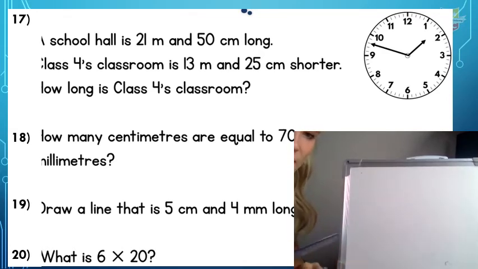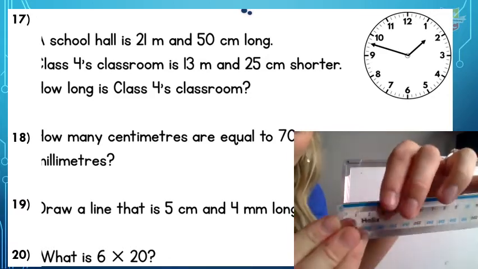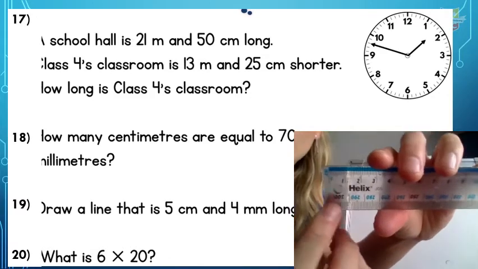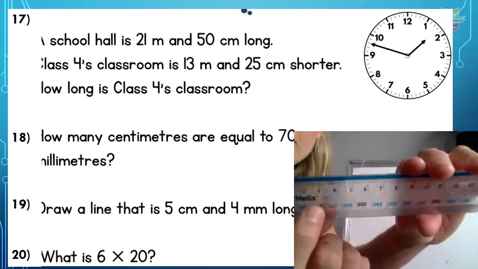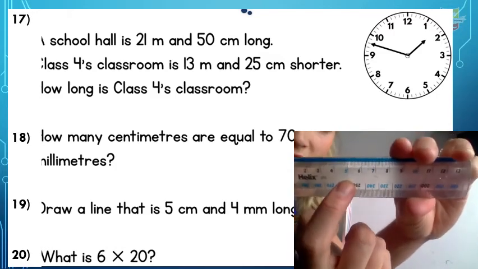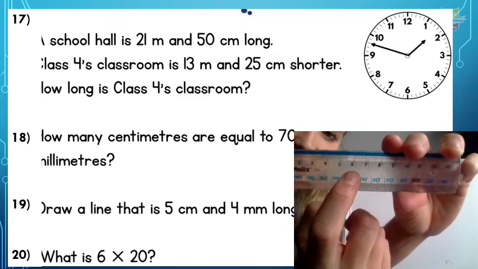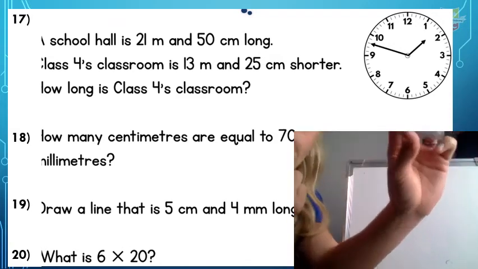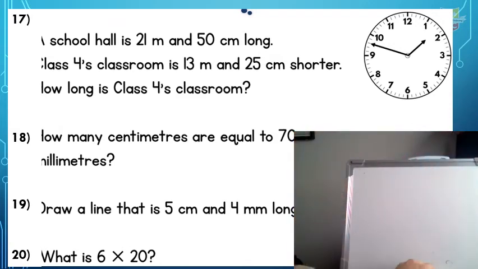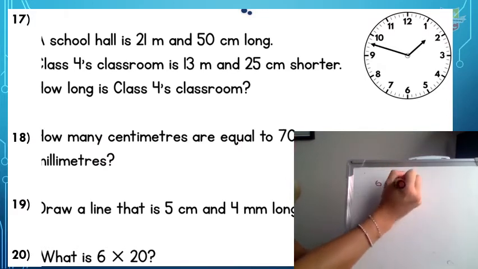For number 19, you needed to make sure that you drew your line. So started on your ruler, not from the beginning, but from where it said 0. You should have drawn 5 whole centimeters first of all, and then the 4 millimeters, which are the small lines after.